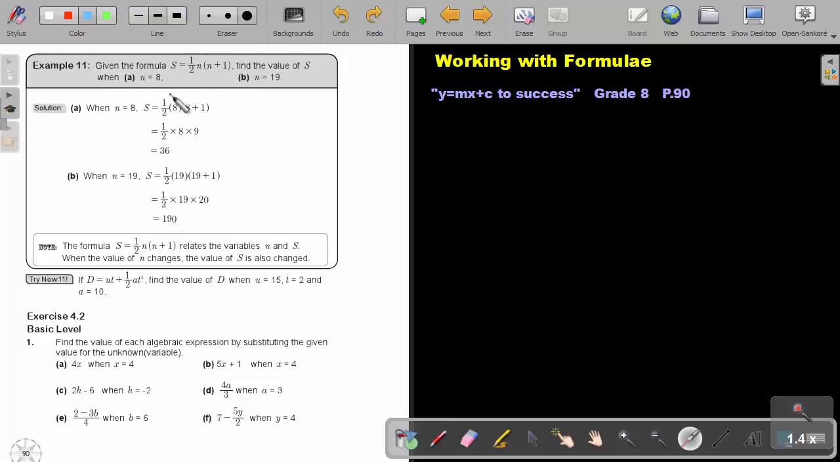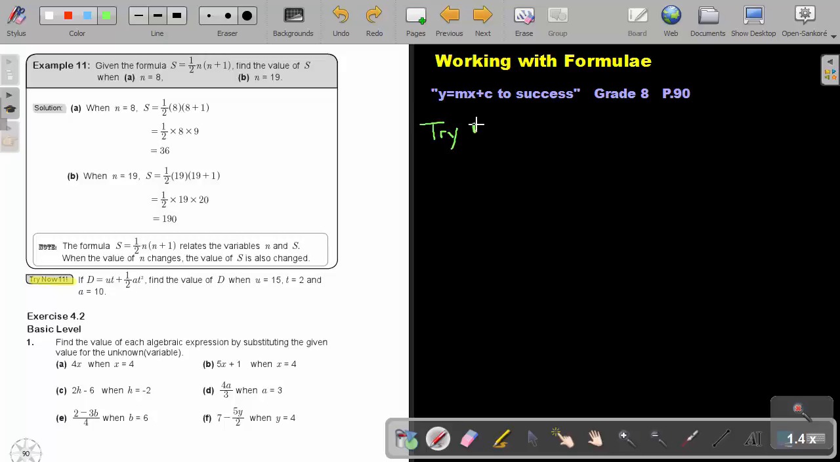Now, if we're going to look at geometry later on, and we're going to work out area and perimeter and volume, this type of substitution is going to be very important. Now, the formula s equals a half n (n plus 1) relates the variables n and s. When the value of n changes, the value of s is also changed, as you can see in that example. I want you to stop the video and do Try Now 11 for me. As soon as you have finished, you can continue with the video.